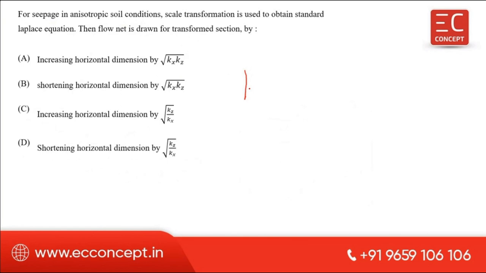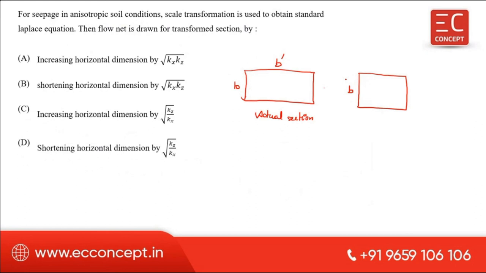You know, for anisotropic soil, this is the actual size. This is B. This is the actual section. Then for the transformed section, we have to change this breadth B into B dash. So this B is transformed by multiplying with a reduction factor, that is root of KZ divided by KX. So that is shortening the horizontal dimension. The actual dimension is this, and we are just shortening it. B dash is equal to B into the root of KZ by KX.